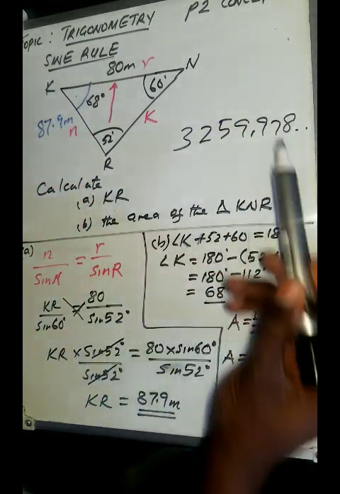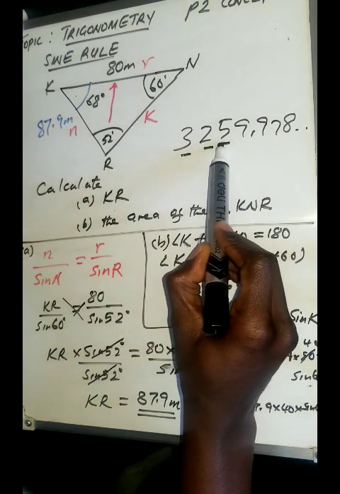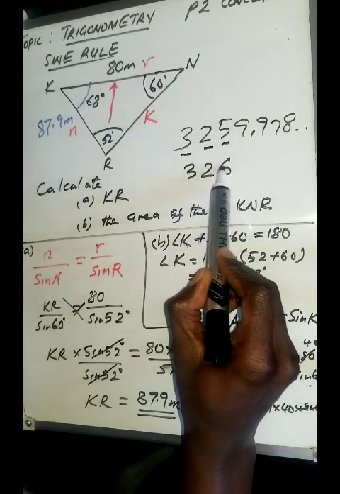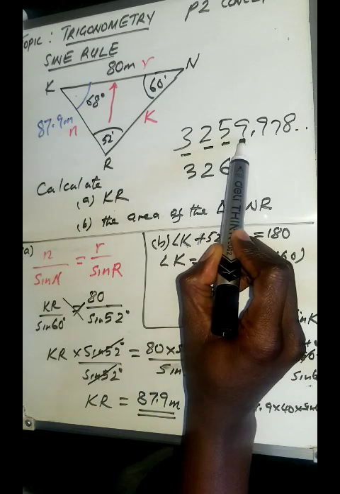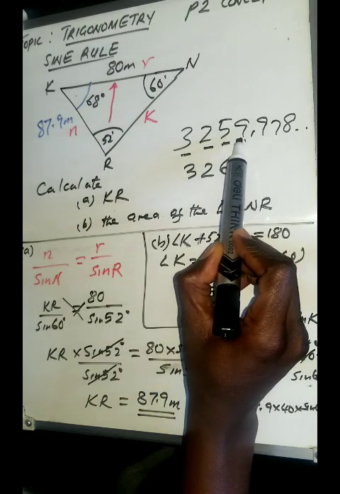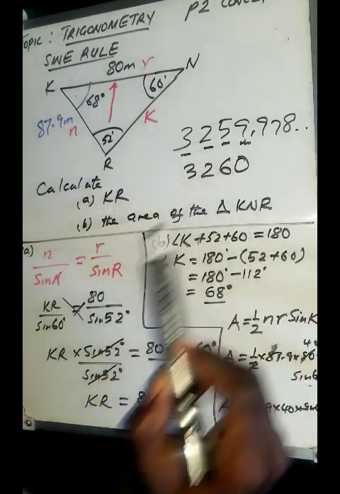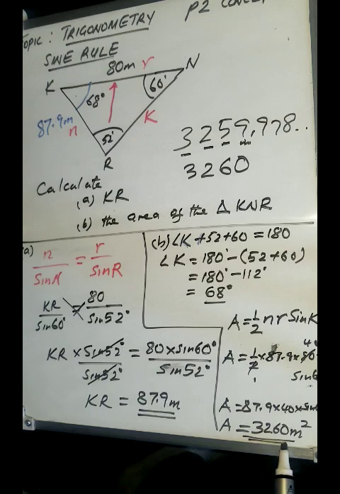But in the exam, they just want you to leave your answer to three significant figures. So just count 1, 2, 3. Then look at the number in front, it's more than 5, so you add. So it will be 326. Now you cannot say 3,259 will become 326. So before the decimal point, the digit that you have rounded off, you replace it with a 0 so that you maintain the place value. So the area is going to be 3,260, and that is going to be in square meters. So that is basically how you can go about it.